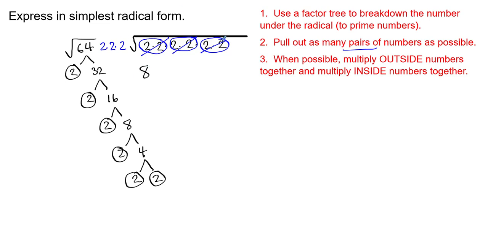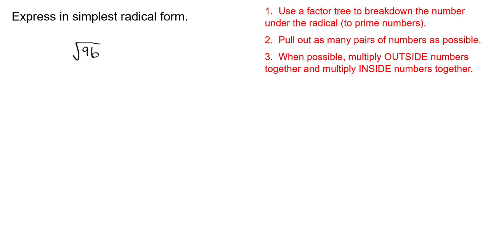And then notice everything underneath the radical simplified. So the square root of 64 is 8. All right, let's try one more. Let's do 96, and then we'll call it quits.